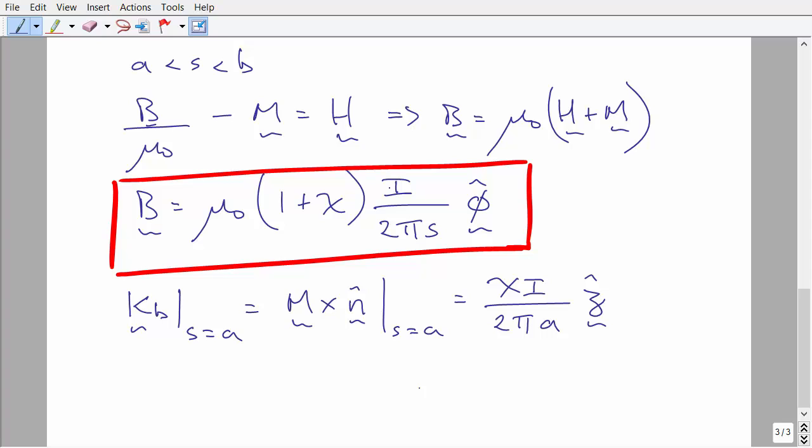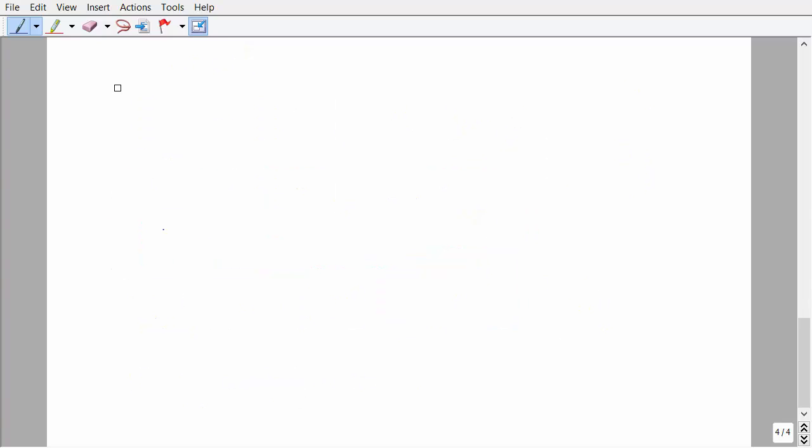If you were to calculate the bound volume current in the region inside our Amperian loop, I encourage you to go and do this. Go and calculate the curl of M, with M calculated earlier, and you'll find that this is 0. So in other words, all the non-zero bound currents here are bound surface currents, not bound volume currents. We now need to look at the fields in the region s greater than b.